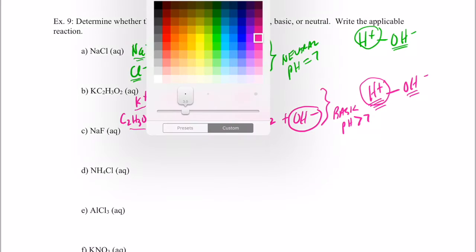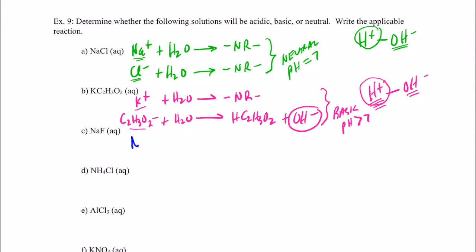Alrighty, let's try NaF. That's another one we did just a few minutes ago. Why don't you try doing it, Na pluses and F negatives, without my help and without looking back on the previous page of your notes. So write the applicable reactions and then decide whether this is acidic, basic, or neutral. And then come back to the video and we'll see how you did.